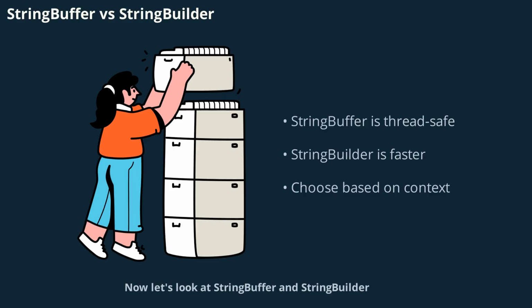Now let's look at StringBuffer and StringBuilder. Both are used for mutable strings, but StringBuffer is thread-safe, meaning it's synchronized and safe for use by multiple threads. However, this makes it slower. StringBuilder, in contrast, is not thread-safe but is faster due to the lack of synchronization. If you need high performance in a single-threaded context, StringBuilder is the preferred choice.